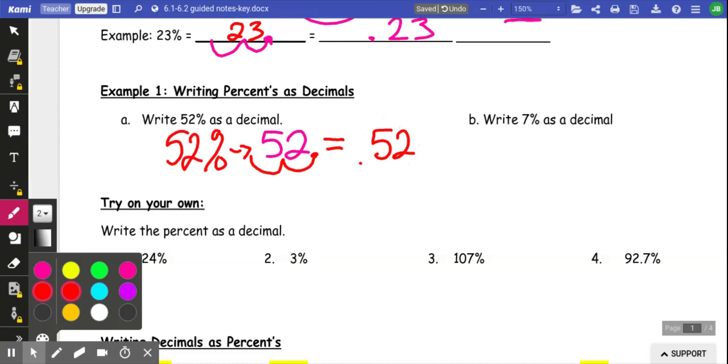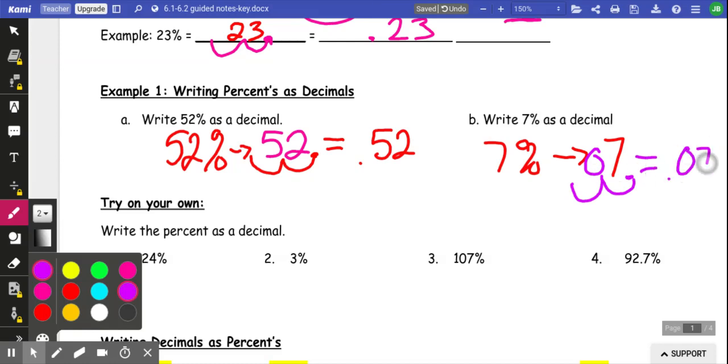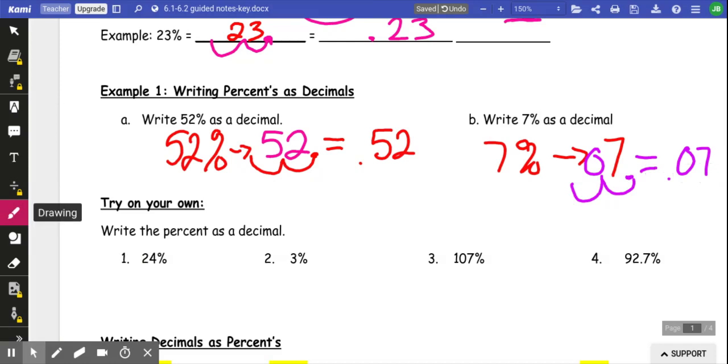All right, we have our 7%. We want to drop our percent sign, and our decimal is behind that 7. So that's where it's located right now. But here I want to move it 2 to the left. Well, there's only one number, but that means I'm going to put a 0 there in its place where the other number is not. So that means I'm going to have 0.07, or 7 hundredths as my answer, changing the 7% into a decimal. All right, go ahead and pause the video, and you have 4 try on your owns.